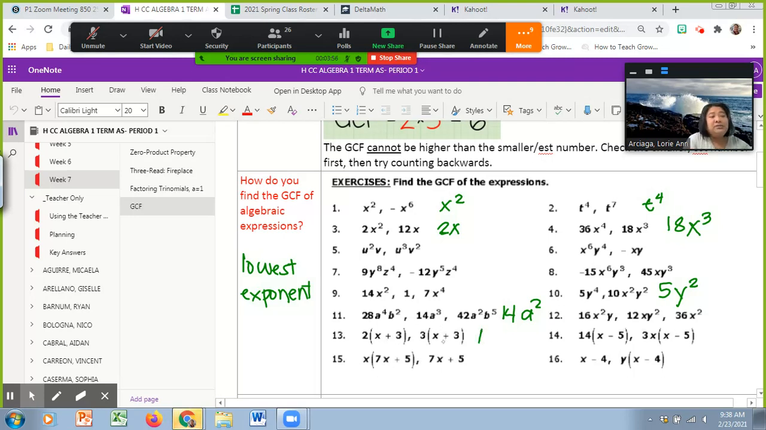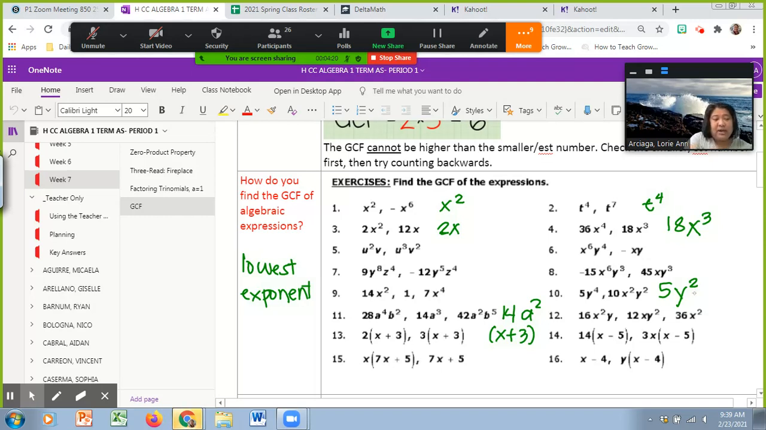Now, x plus 3 and x plus 3. Definitely x plus 3 is shared by both, right? So if both of them have x plus 3, then you're going to write x plus 3. If it's a binomial, you don't separate them. You treat them as a group. You can't separate from one another. So 1 times x plus 3 will just become x plus 3. So that's the time you can erase the 1.